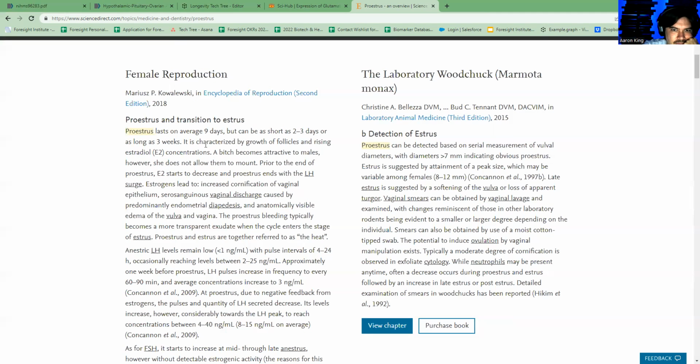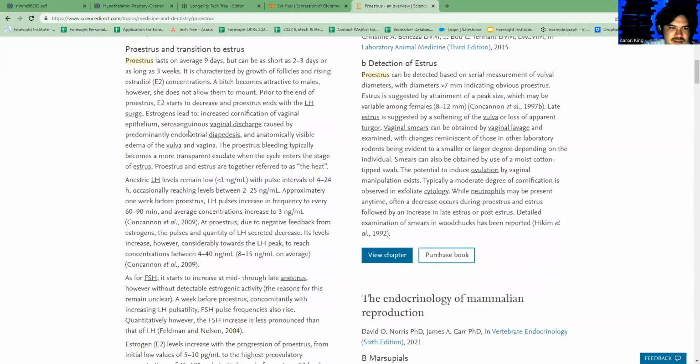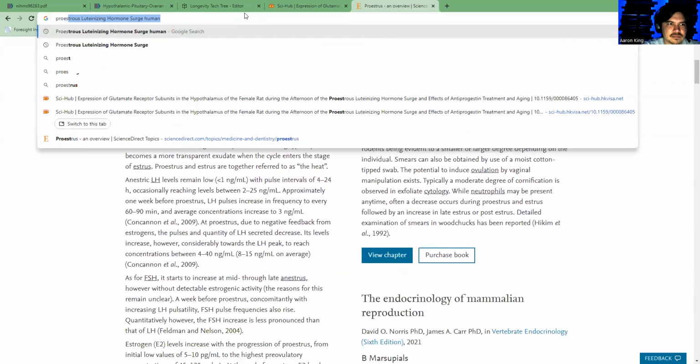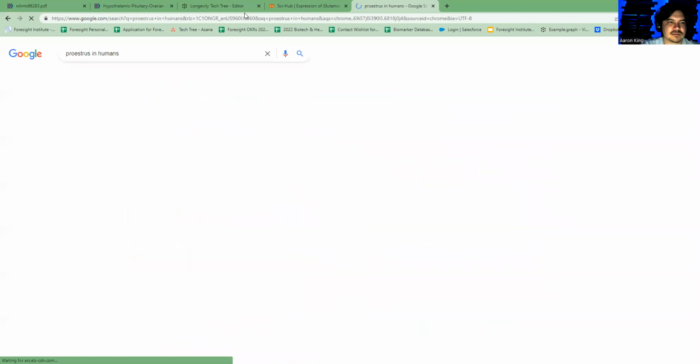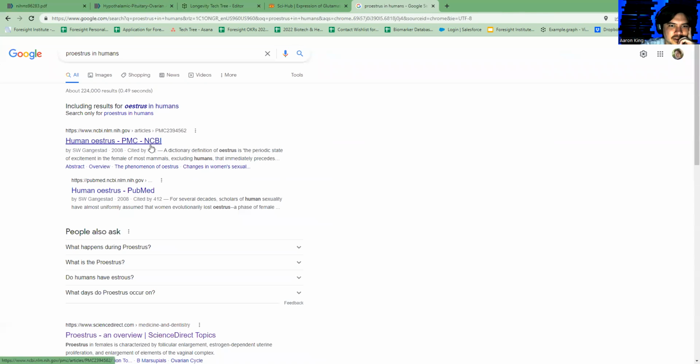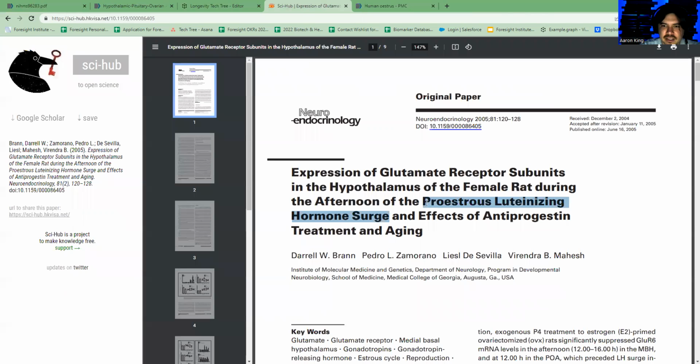Proestrus. Okay, so this is rats for sure. Human oestrus. Okay, so we don't have to worry about any of that stuff.